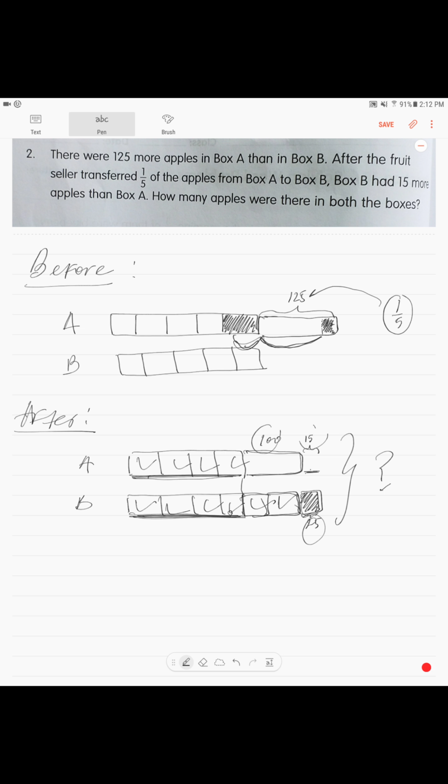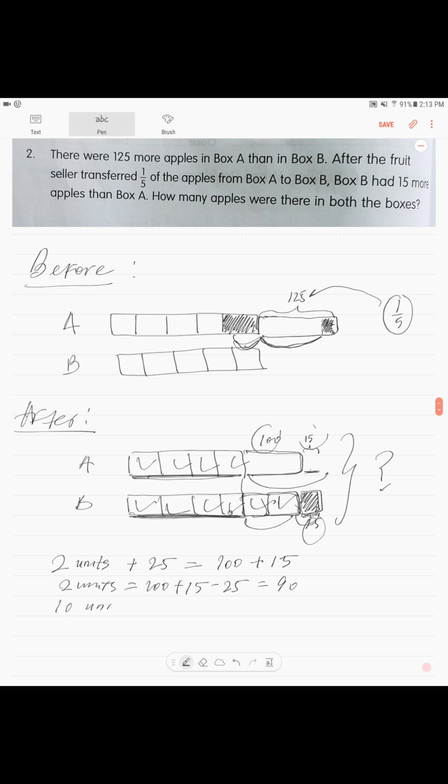So these 2 units plus 25 is actually 100 plus 15, right? Let's write it down. So these 2 units, this 25 plus 25 is basically this thing, right? 100 plus 15. Okay, that is it. So our 2 units is 100 plus 15 minus 25, right? Which is 90. This is our 2 units, right?